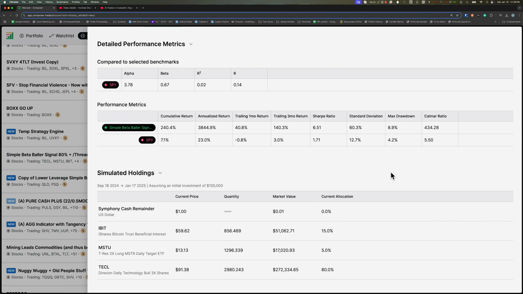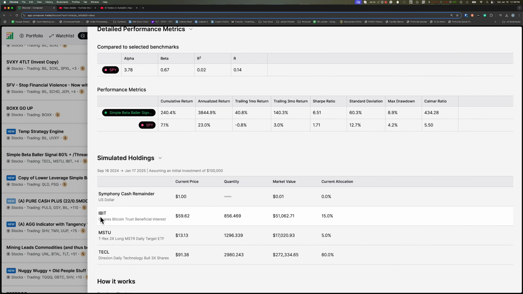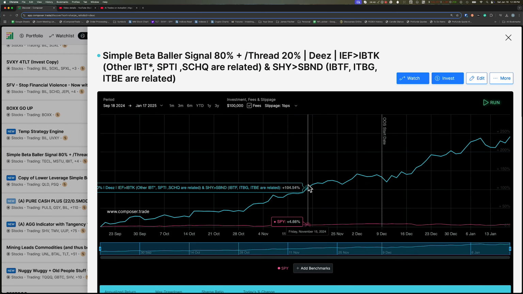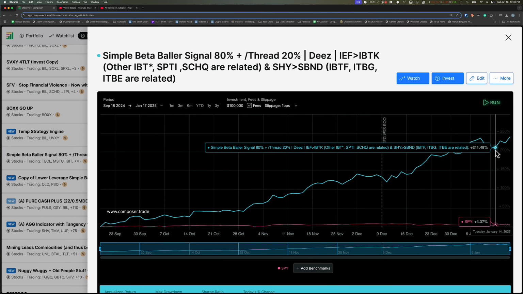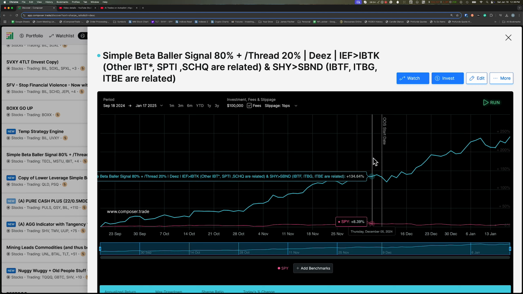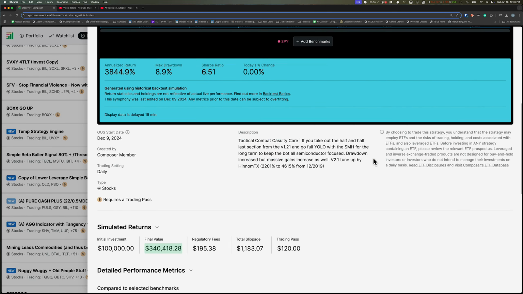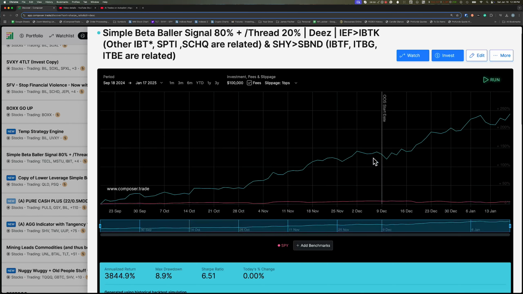But you always have to be careful with these because look, this is in Bitcoin. It's in a 2 times leveraged MicroStrategy and a 3 times leveraged tech shares. So it looks like it does pretty good the way it trades. However, be careful because these can bite you when you're in these highly volatile names. Okay, but not a bad look to it.